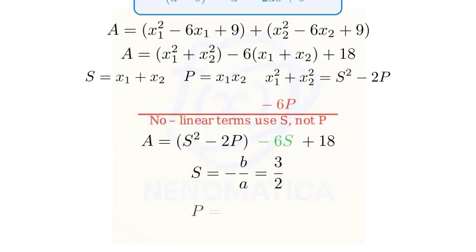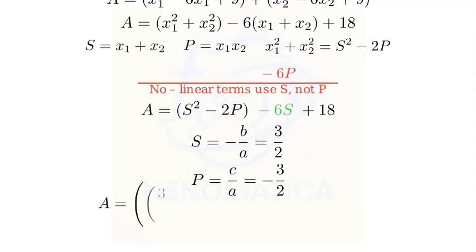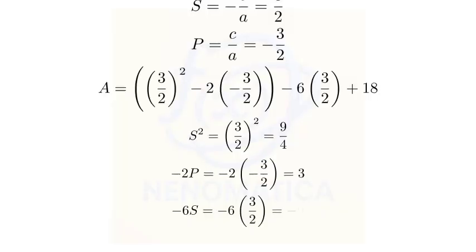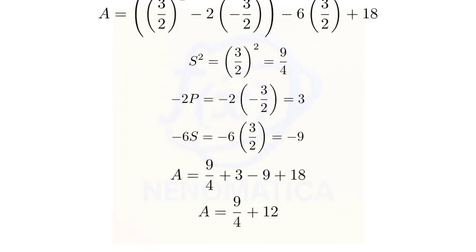From the quadratic 2x squared minus 3x minus 3 equals 0, the sum of the roots is negative b over a, which equals 3 halves. The product of the roots is c over a, which equals negative 3 halves. Substitute s equals 3 halves and p equals negative 3 halves into the expression. Compute each piece step by step.